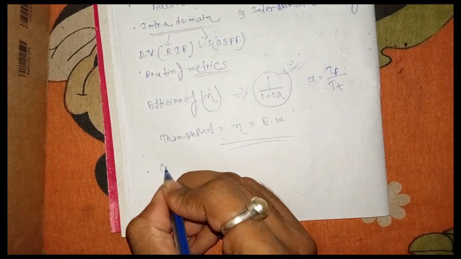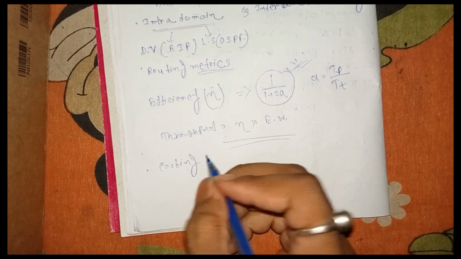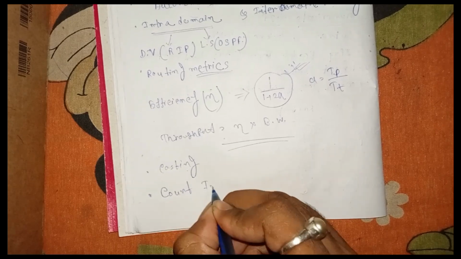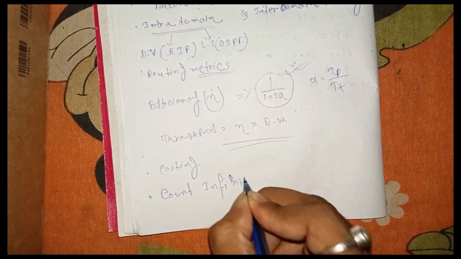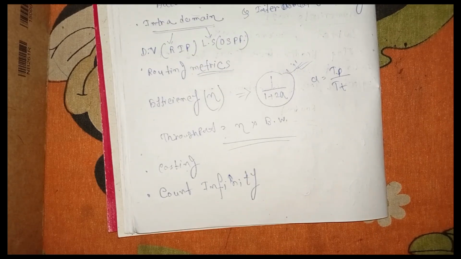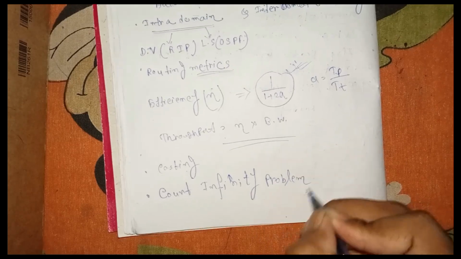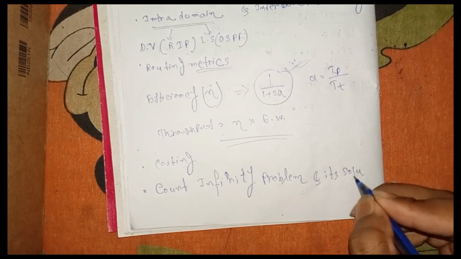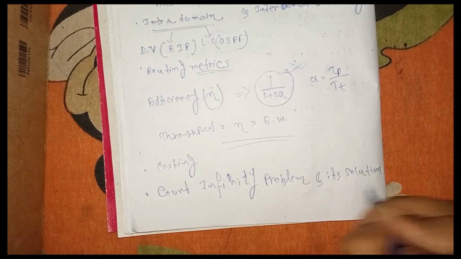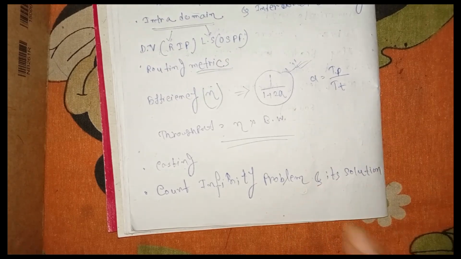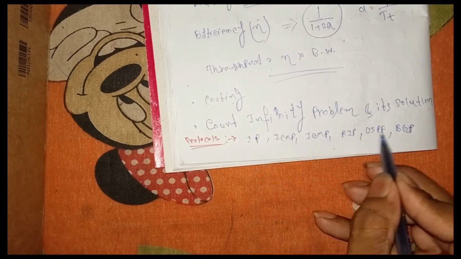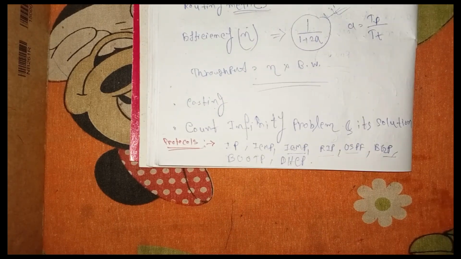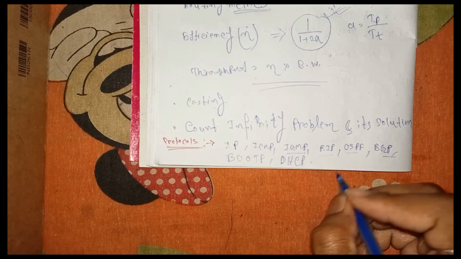Also different types of casting like unicast, broadcast, multicast. Another important question is the count to infinity problem in distance vector routing, and its solution. One question from this portion was already asked in previous years. You can check the Javatpoint website for this portion. This is important for this year. These are the networking protocols: IP, ICMP, IGMP, RIP, OSPF and BGP. Also BOOTP and DHCP are protocols for the network layer. So you can understand these topics.